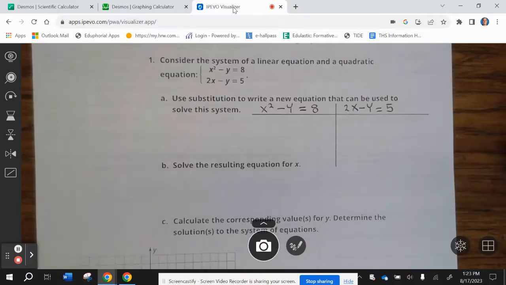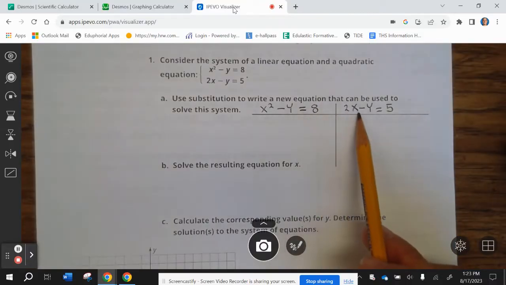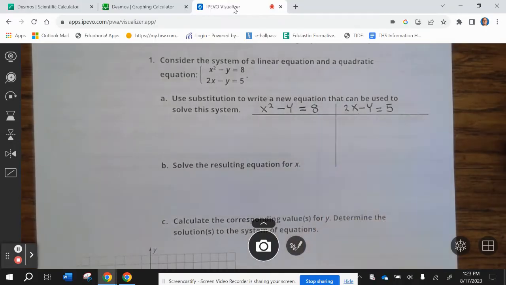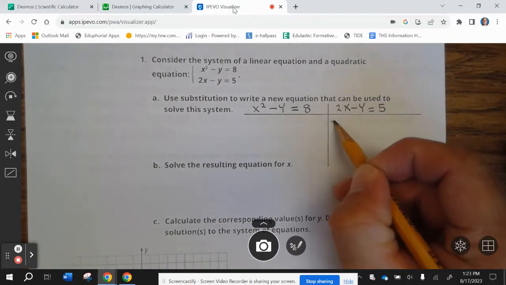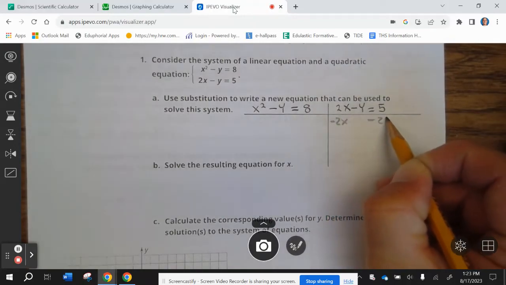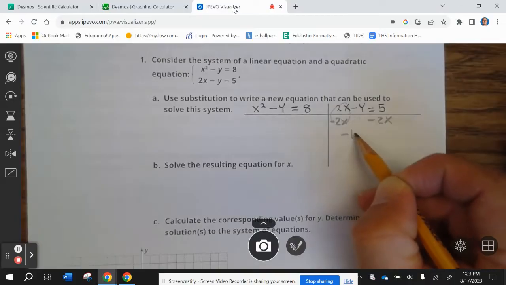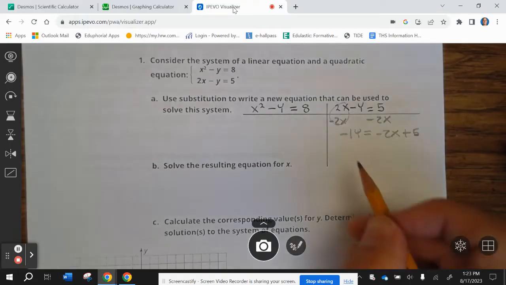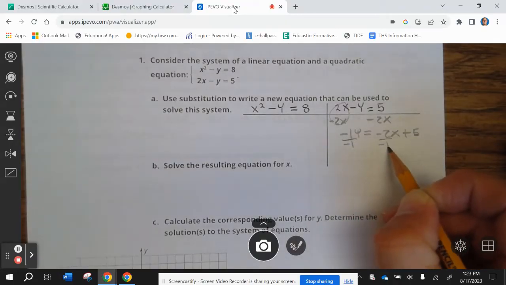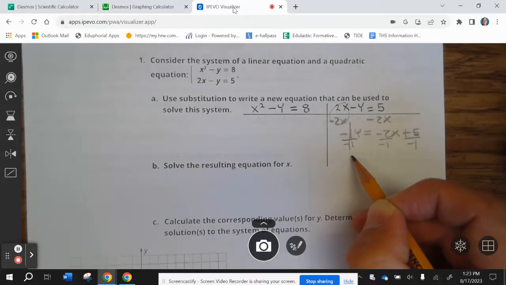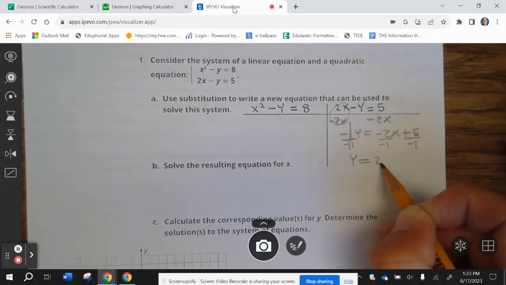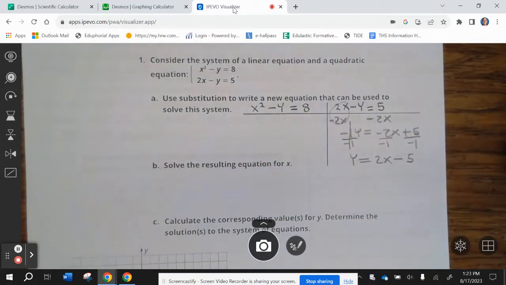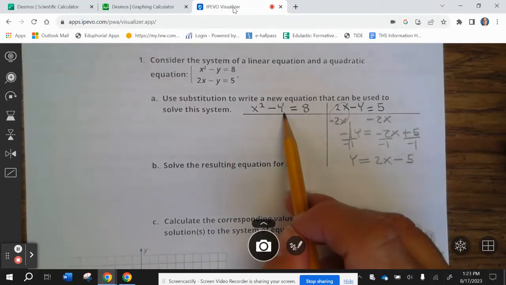Okay? So what we need to do is solve one of these equations for a variable to substitute. It looks like we can solve this for y, and that would probably be the easiest way. So to do that, we're going to subtract 2x from both sides. This becomes 0. You get negative 1y equals negative 2x plus 5. We're going to divide everything by negative 1. This divides and becomes 1. You get y equals 2x minus 5. Now we can substitute that in for y and solve for x.